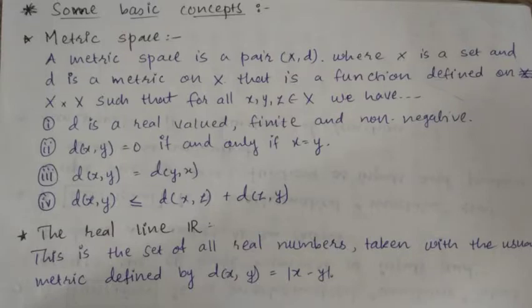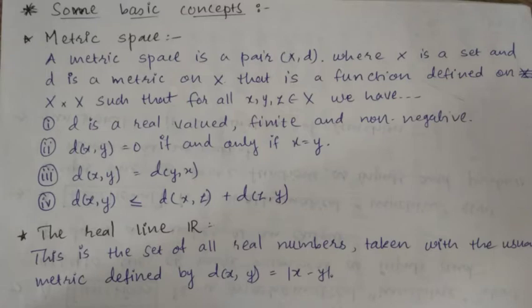Now we are going to learn some basic concepts for functional analysis. So the first definition is metric space. For that, let us take some set X and define a metric d on set X. So the pair (X, d) is called a metric space when four properties are satisfied by the metric d.